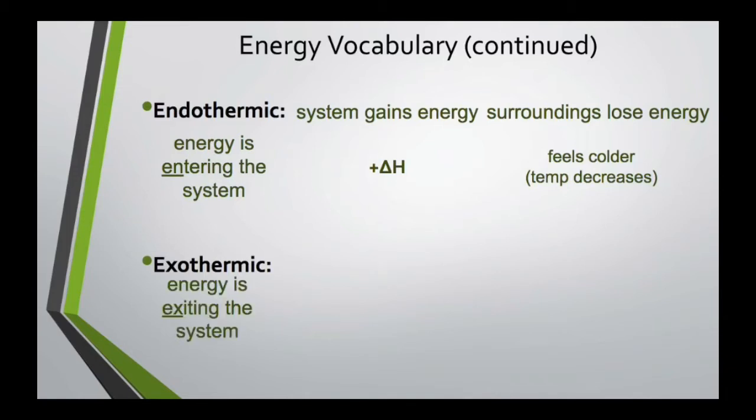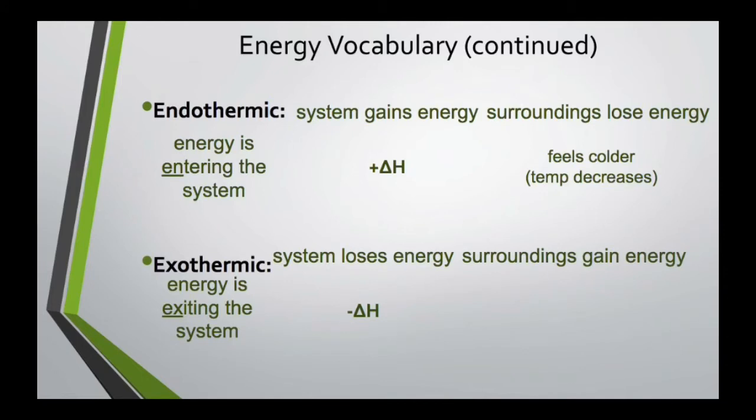In exothermic reactions, energy is exiting the system. So remember, it's all about that system. If it's exiting the system, that means the system is losing energy. And because enthalpy, that delta H, is all about what's happening to the energy of my system, that means it's going to be negative. And that means that the surroundings themselves are gaining energy. If the system is losing energy, there's only one place for it to go. And if the surroundings gain energy, and that's where your hand and body and temperature probe are, then you're going to be feeling more energy coming to your hand.